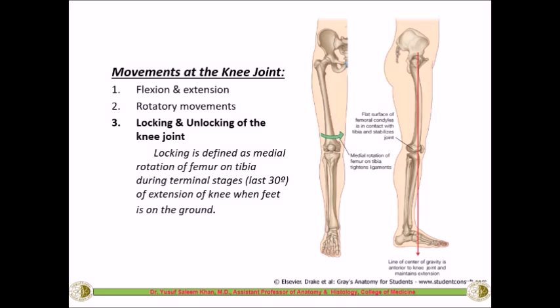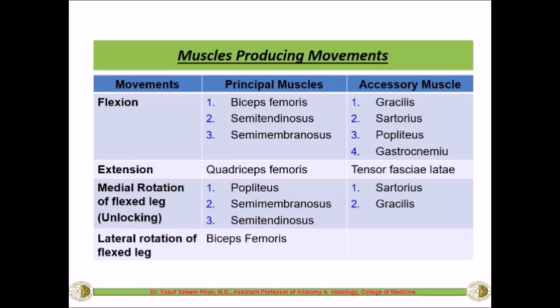So this is called the locking of the knee joint, which actually helps a person stand for a long time without spending any energy. Once you stand for a long time, the knee joint will extend and lock, and then all the muscles will become relaxed, and you don't spend much energy standing for a long time. And when you are again flexing the knee joint, first it will unlock, then it will flex the knee joint. So these movements are done by some of the muscles.